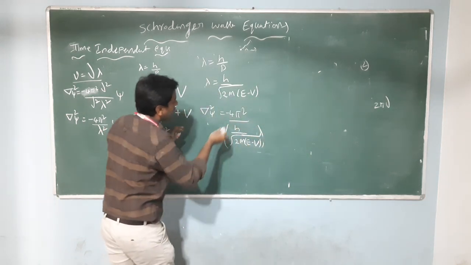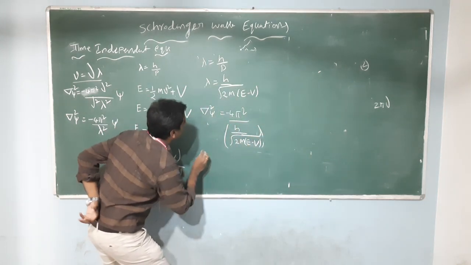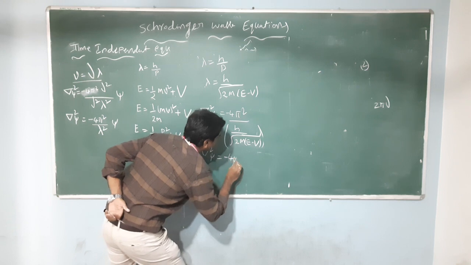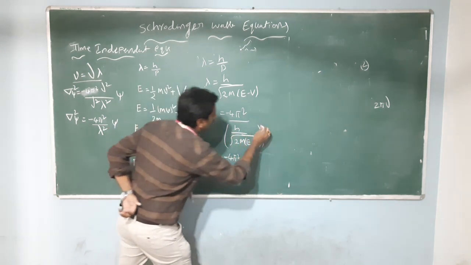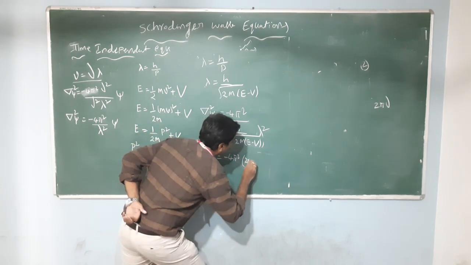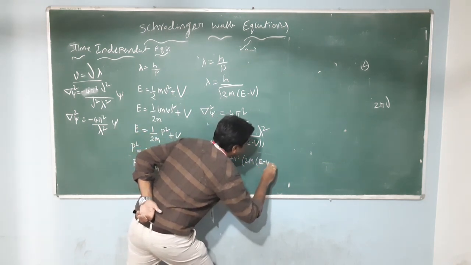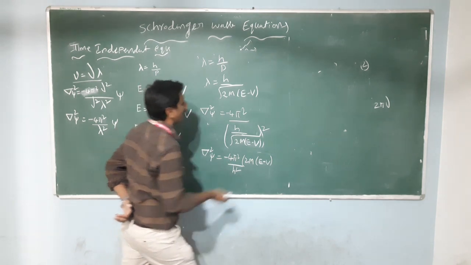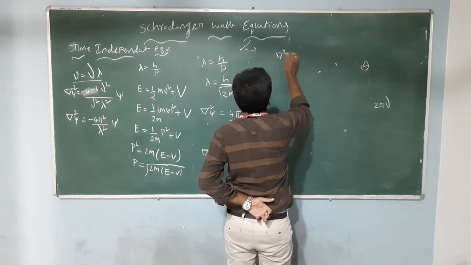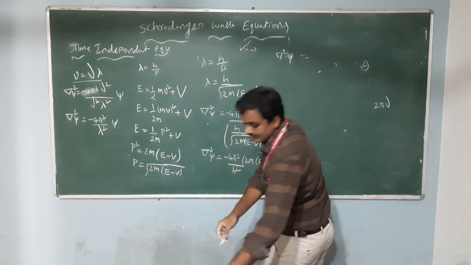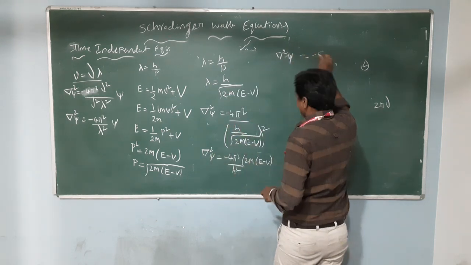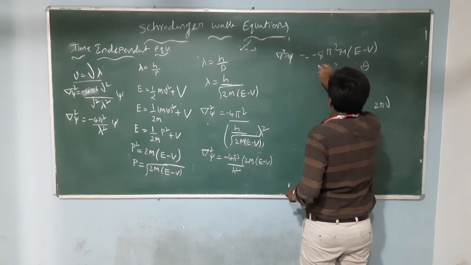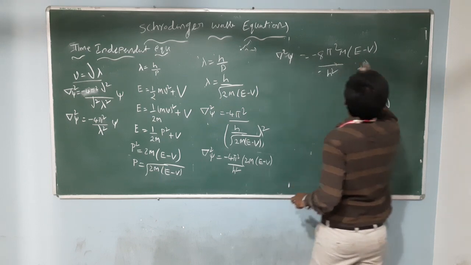If you simplify it, del square psi is equal to minus 4 pi square, with numerator 2m into E minus V, by h square. Finally, we can write del square psi is equal to minus 8 pi square m into E minus V by h square. So this is the Schrodinger wave equation.